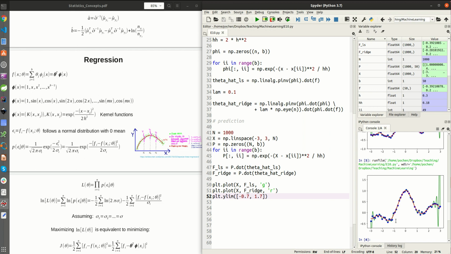But the important thing is that the red curve doesn't have those overshoots that are inside of the green curve, right? Those overshoots were created because you don't really have constraints, or you don't have training data at the locations of the peaks, right?